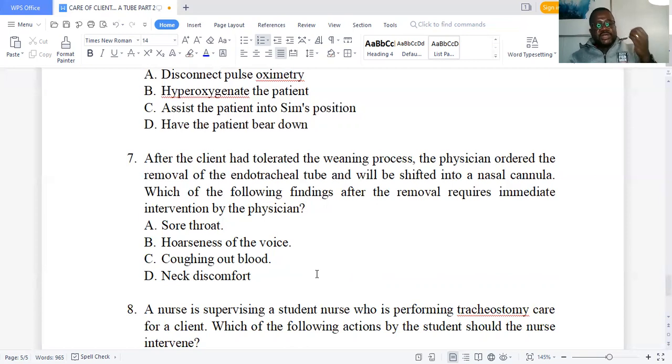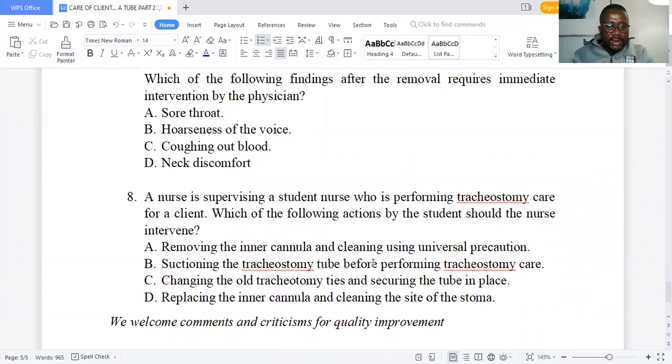So the physician has to be informed for immediate intervention. So C is the right answer, coughing out blood. Question number 8.